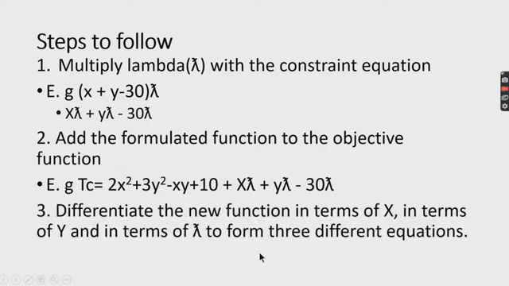Okay, let's continue. Third step, differentiate the new function in terms of x, in terms of y, and in terms of lambda to form three different equations. So what we are going to do now is differentiate 2x squared plus 3y squared minus xy plus 10 plus x lambda plus y lambda minus z lambda, first in terms of x, then in terms of y, and last in terms of lambda, which will give us three different equations. Okay, let's see what will happen.